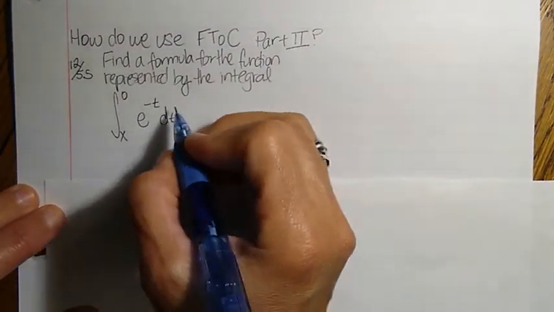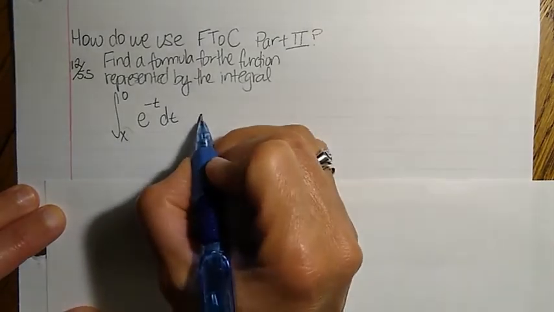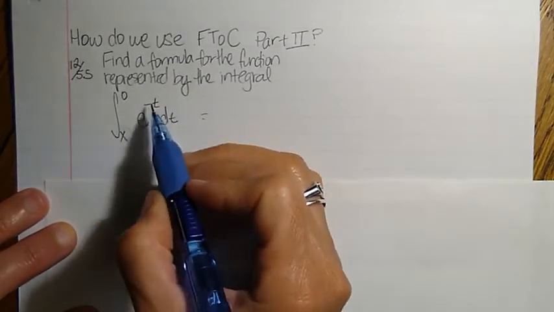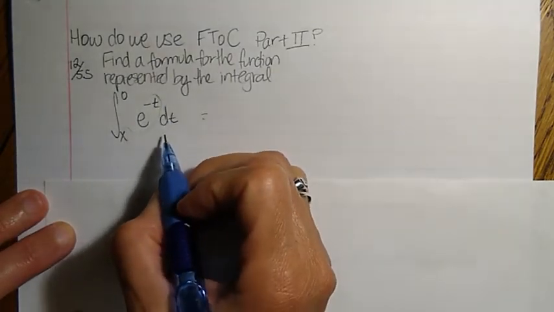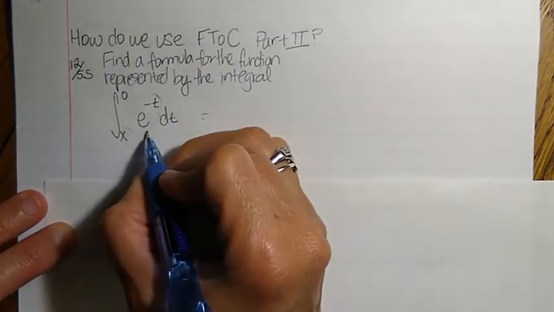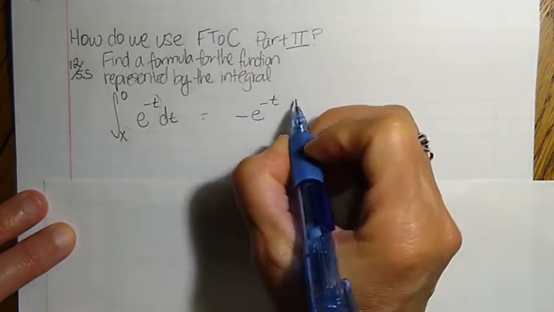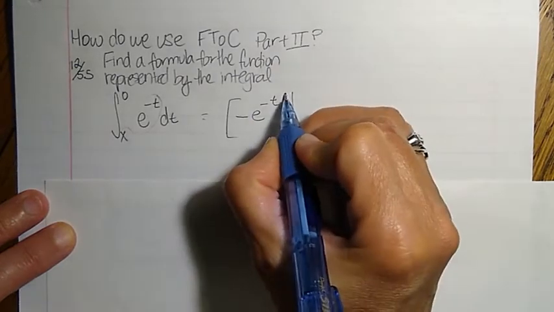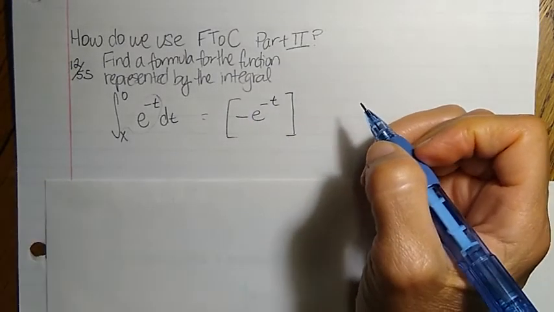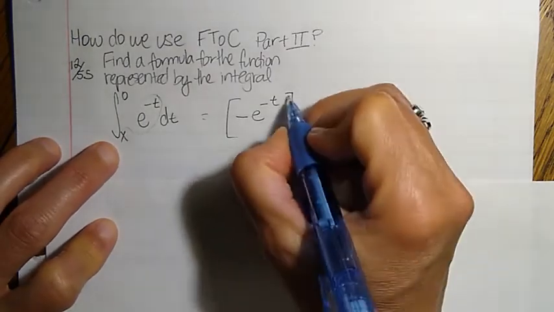This is just essentially a definite integral with one of the endpoints being variable. So I'm going to take an antiderivative. I'm going to use the first part of the fundamental theorem of calculus. I'm going to take an antiderivative of this function. That would be negative e to the negative t. And then I'm going to evaluate it in the notation that I use for the antiderivative evaluated at the right-hand endpoint minus the left-hand endpoint.